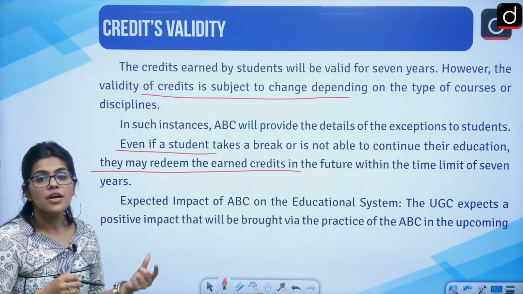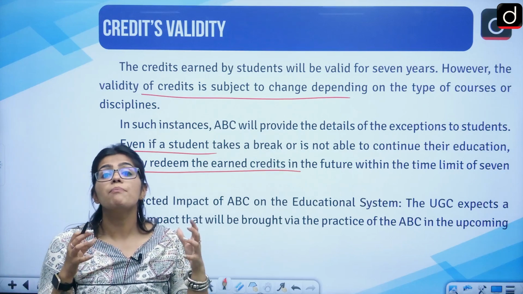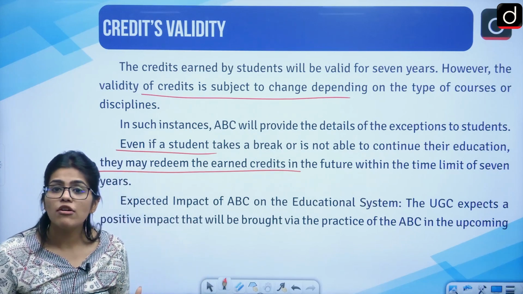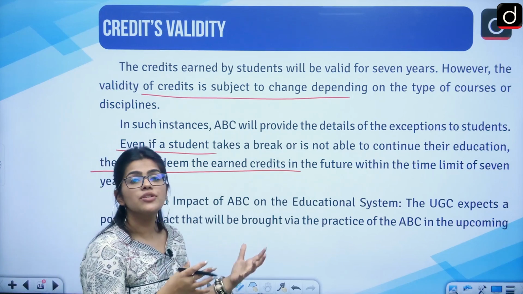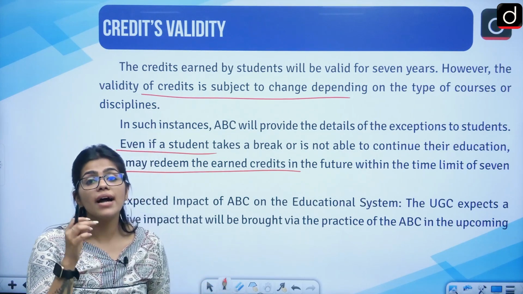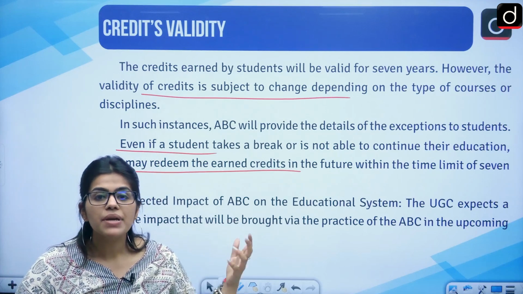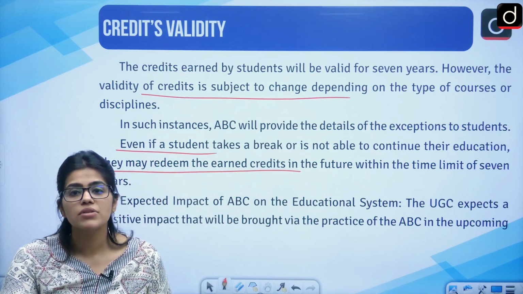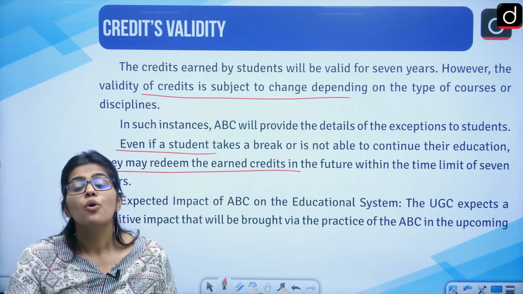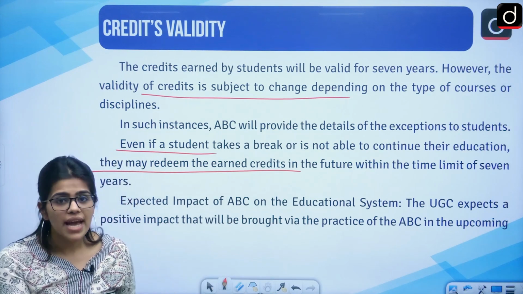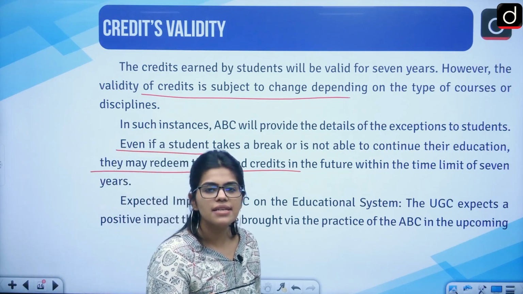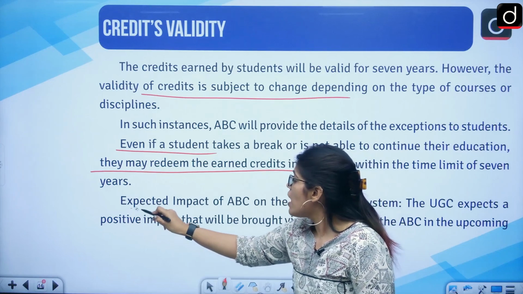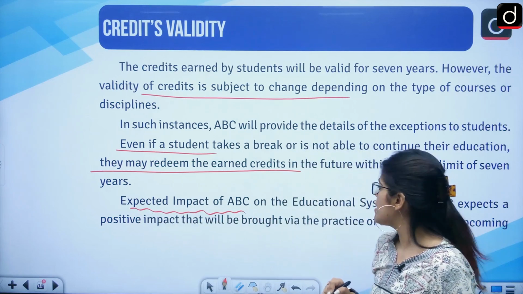Expected impact. Now let us discuss the impact of ABC. Why did we start with this Academic Bank of Credits? So our higher education system, UGC, thought that using this account of academic bank can help the students continue their education, will give them more rights, and free access, entry and exit is given. So a student-centered approach would be developed. What are the expected impacts of ABC?